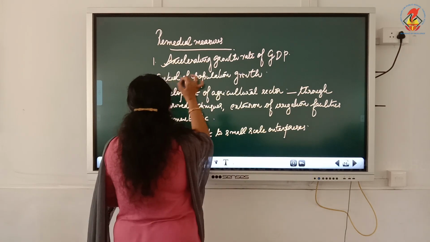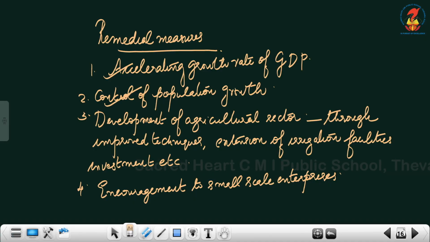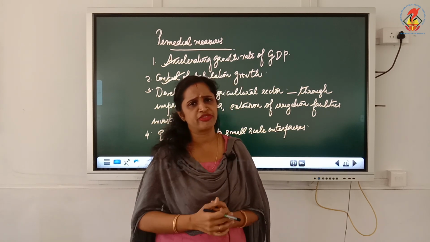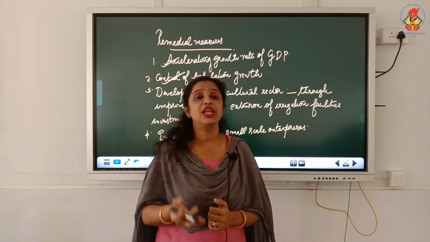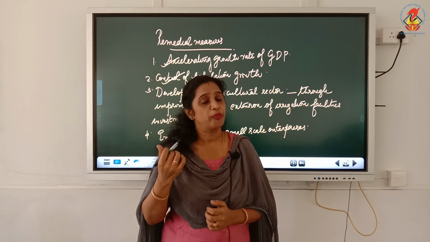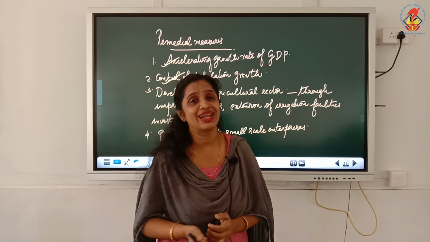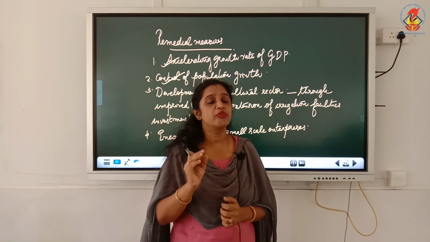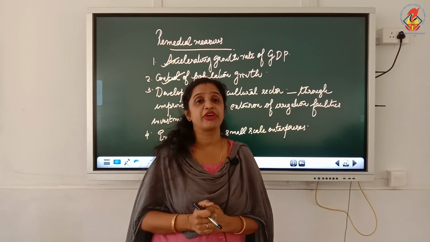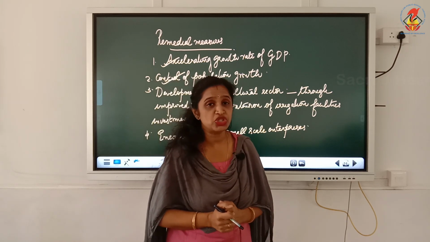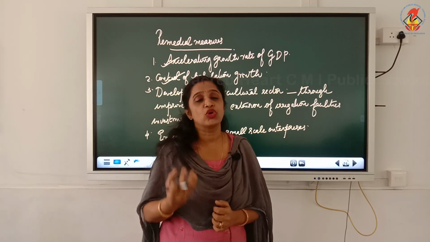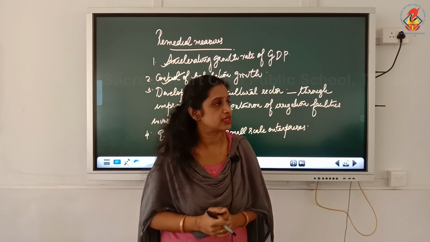Point number 2, control of population. When we discussed the causes of unemployment, point number 2 was population explosion. So, what is a remedial measure for that? Control of population. Family planning measures should be made effective by the government through proper education, especially in the rural areas or in the utmost remote areas. Government should take effective measures to educate people regarding the importance of family planning. So, population explosion should be controlled. Otherwise, the economy will not be able to absorb the growing labor force into the employment sector.